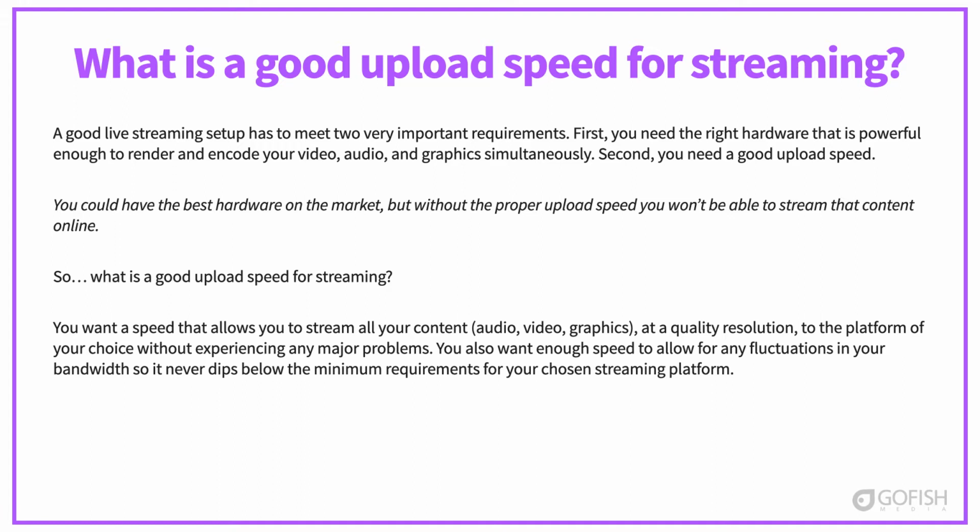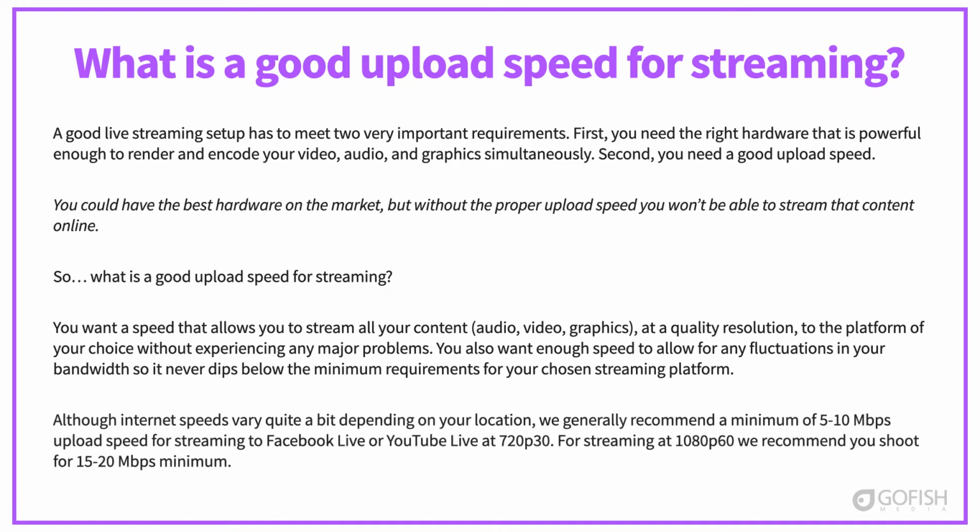resolution you'll be streaming. So even though internet speeds are going to vary a lot depending on where you guys are located, we generally recommend a minimum of 5 to 10 megabits per second upload for streaming to Facebook Live or YouTube Live at 720p 30 frames per second. If you're streaming at 1080p 60 or higher, which is really only possible on YouTube, Facebook limits it to 1080p 60, we recommend that you shoot for 15 to 20 megabits per second minimum for that kind of quality.